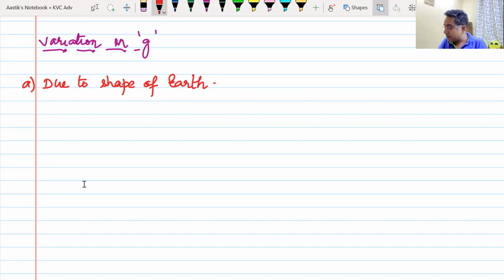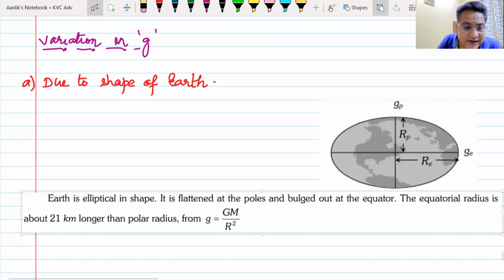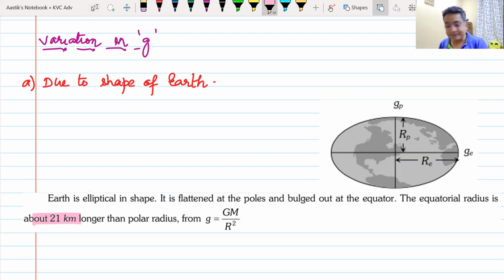No one knows. Remember, the earth is not a perfect sphere. It is in fact elliptical in shape. And this is how the shape is. The radius at the poles is less than the radius of equator by around 21 kilometers.